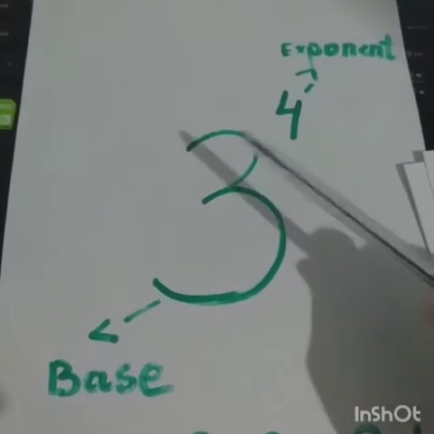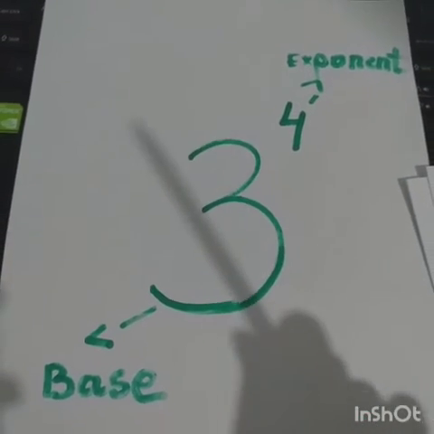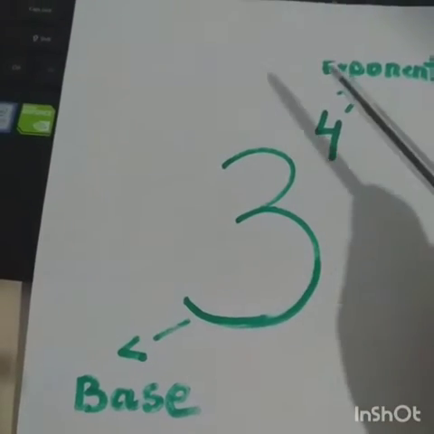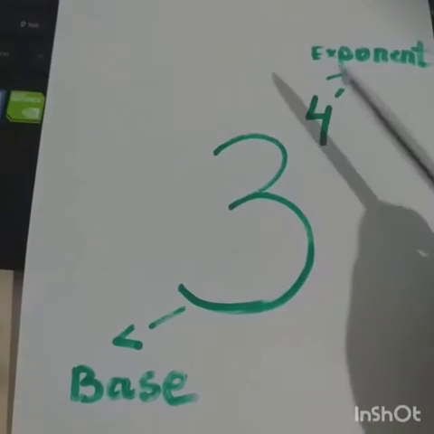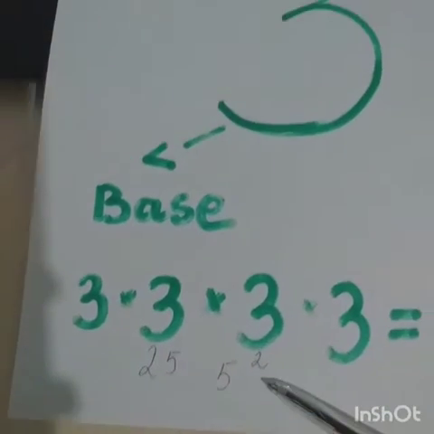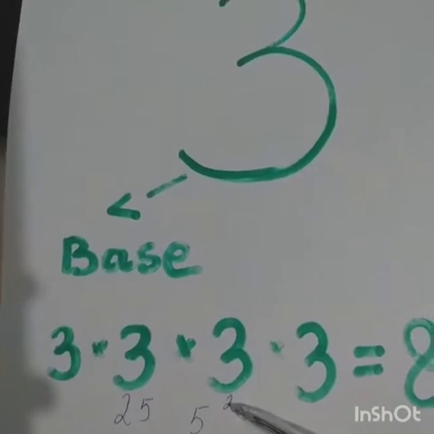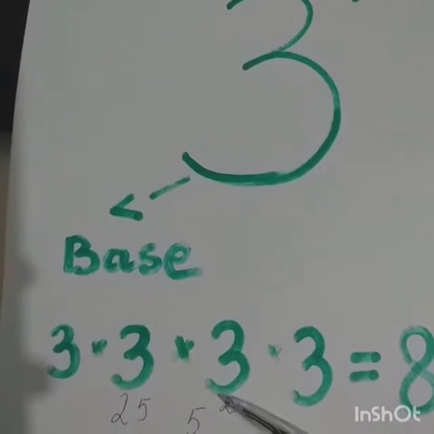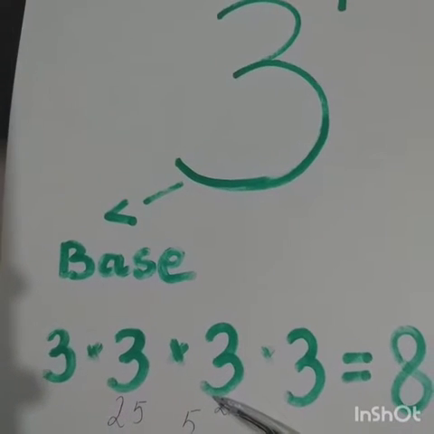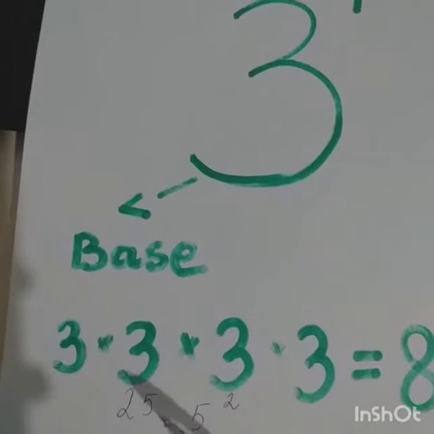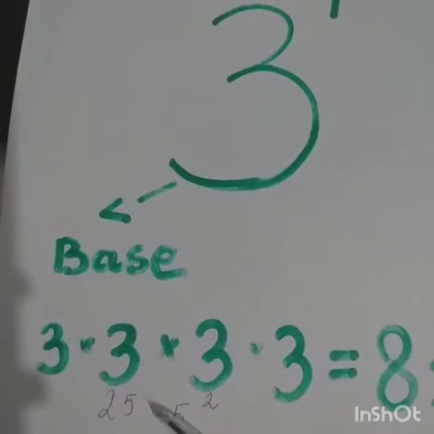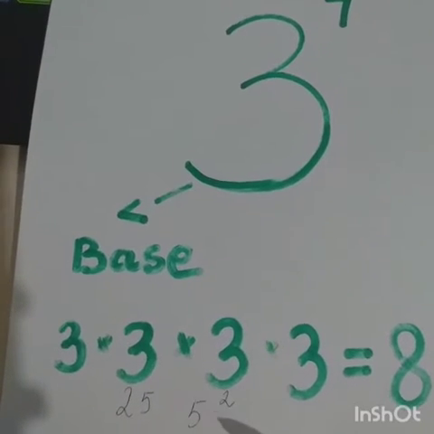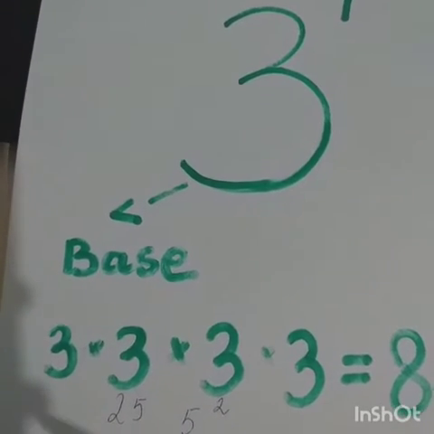Exponential form is the form of a number when it is written with a base and an exponent. Perfect squares are numbers that are the squares of whole numbers. For example, 25 is a perfect square because it is the value of 5 squared.